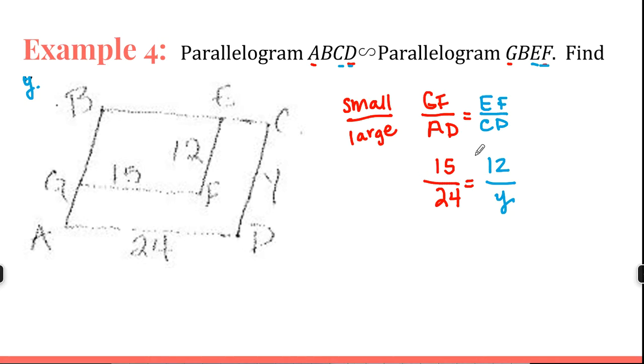All right, so notice that if we would have set it up another way, our cross products would have stayed the same. So we're going to do our cross products. We have 15 times y, that is 15y. And then we have 12 times 24. So 12 times 24 is 288. So to find y, I'm going to divide by 15. And 288 divided by 15 is 19.2.